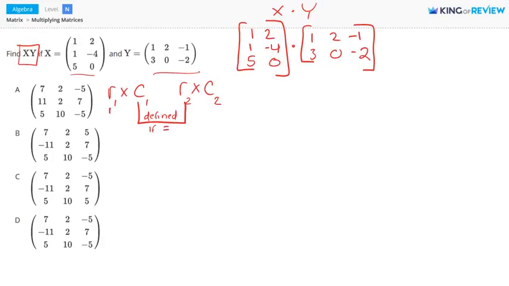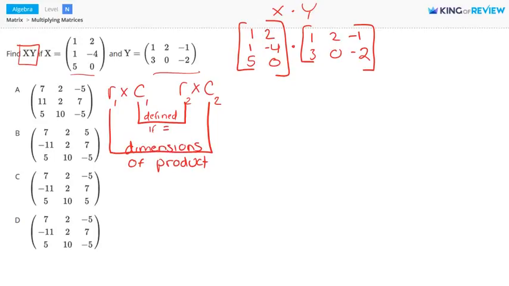And then if you compare the number of rows in matrix 1 with the number of columns in matrix 2, these will become the new dimensions of your product. So the dimensions of the product will be the number of rows in matrix 1 by the number of columns in matrix 2.